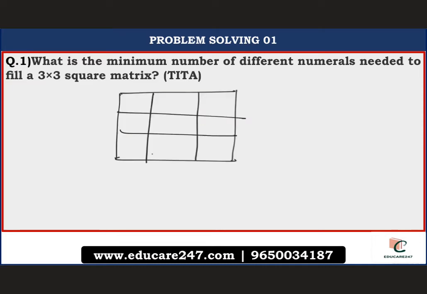So the best way to solve such a question is to begin with a numerical on the 4 corners because it is not going to violate any rule. So let's suppose I take 1 over here. So 1, 1, 1. Right, this is sorted. Now we have to deal with only 1 2 3 4 and 5 boxes.